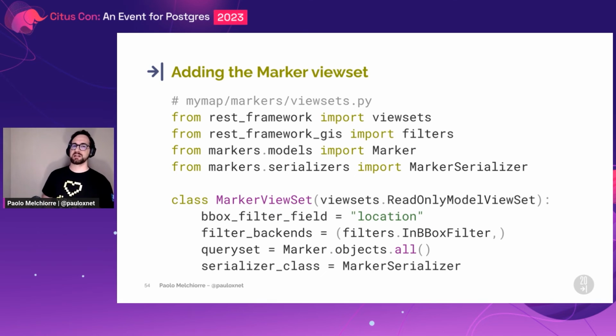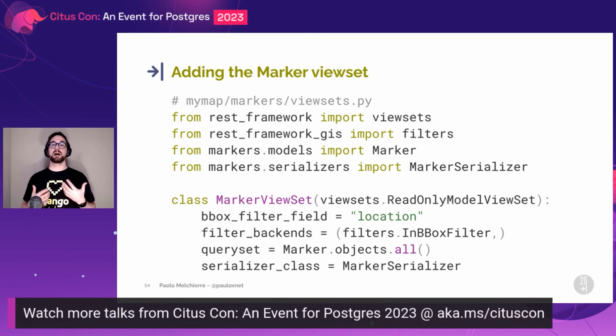Our intention here is to expose our markers via a RESTful API, and to do so we define a read-only viewset. We set the location as a field to filter our markers, and then a filter based on bounding box. We also return all our marker instances without any other filter.